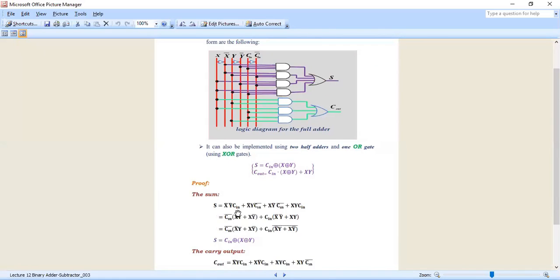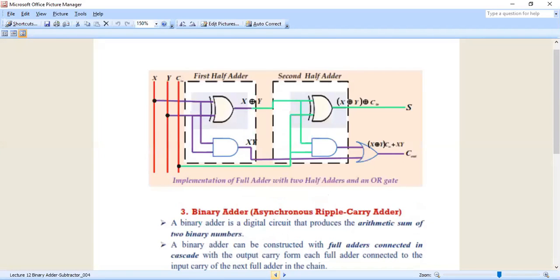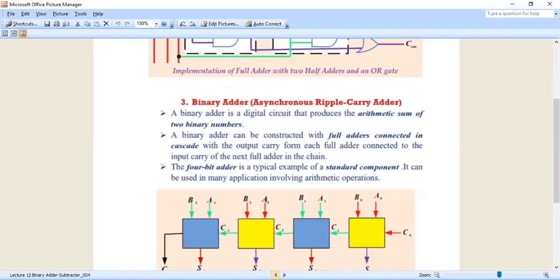So the sum is x bar y bar c plus x bar y c bar. This is the sum Boolean expression. We have to reduce that Boolean expression. S is equal to c exclusive-OR x exclusive-OR y. So from this expression, look at this diagram. This is the binary adder, also known as ripple carry adder. Why? Because the output of one adder goes to the input of the next adder. That is nothing but a binary adder.